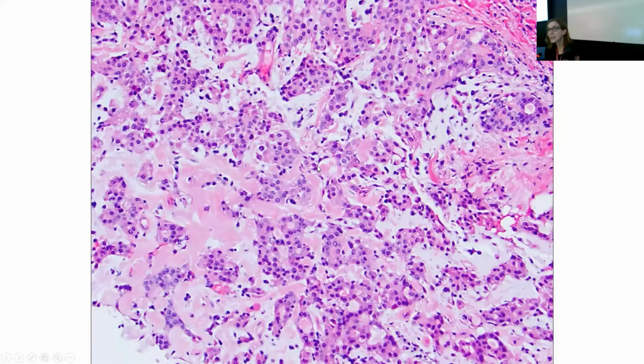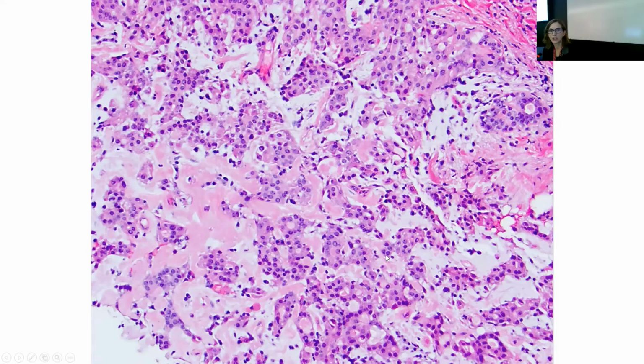So here's actually a different pitfall. This case was called invasive ductal carcinoma grade 2. I'm showing you here on higher power. You can see how it looks kind of monomorphic. The stroma looks a little bit funny. So you can see how it would be called invasive ductal carcinoma. The nests are a little bit irregular.